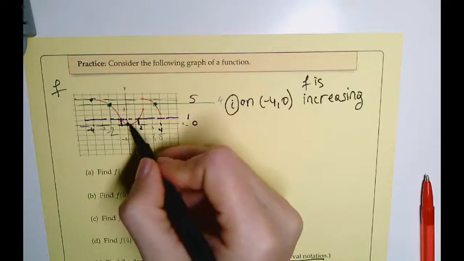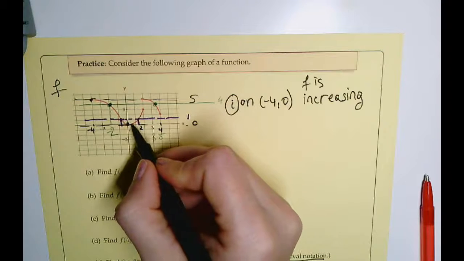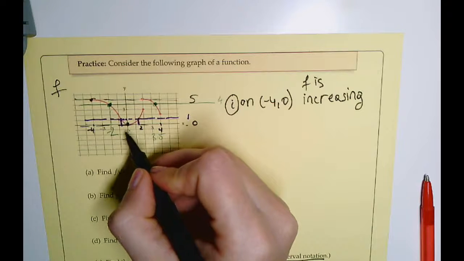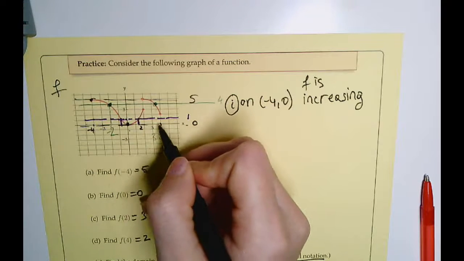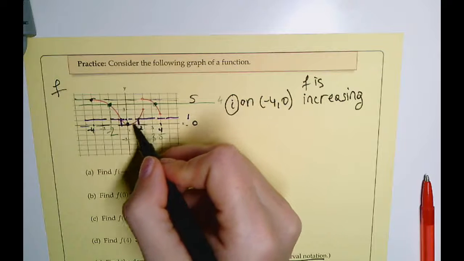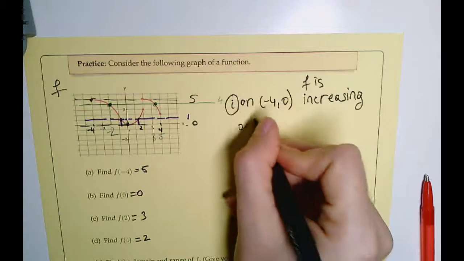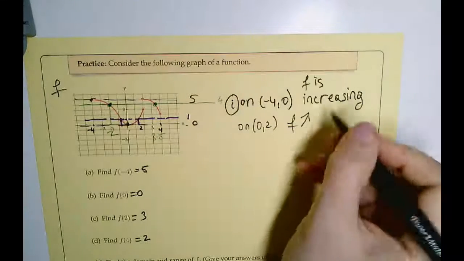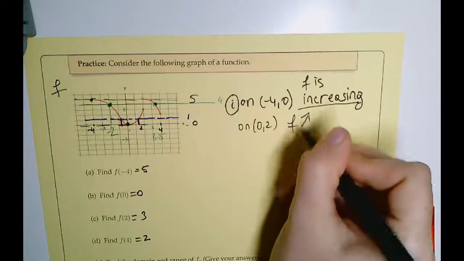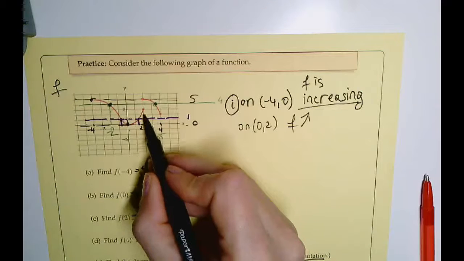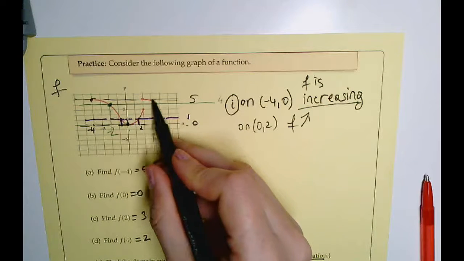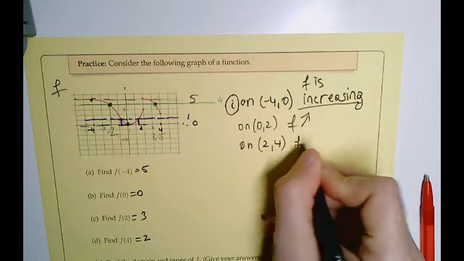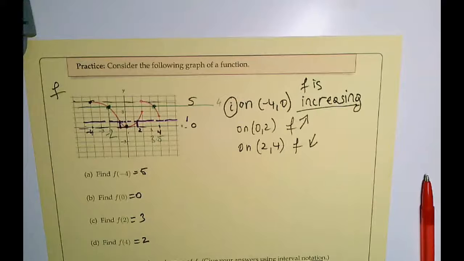Once it hits this value right here, the function increases. So between the values of x from 0 to 2, the function is increasing. On 0 to 2, the arrow up means increasing. And then from 2 to 4, the function decreases. On 2 to 4, the function decreases, arrow down.